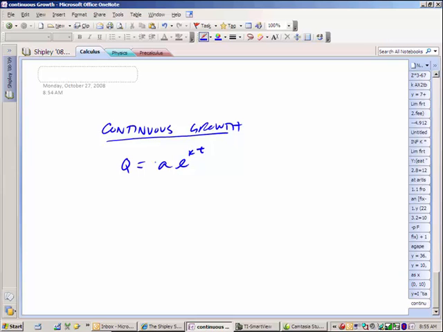Continuous growth is in the form of a e to the kt, and you may have been introduced to this in the form of P equals P naught e to the rt, PERT. Do you remember PERT? Okay. Do you see that a e to the kt and P naught e to the rt actually say the same thing, just with different letters representing different things?